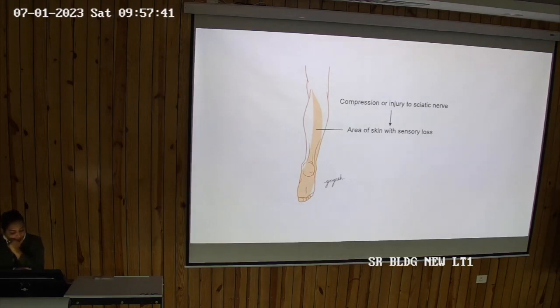If there is an injury to the sciatic nerve, there is loss of cutaneous supply over this region, that is the back of the leg and a little bit of the area lateral to the leg.